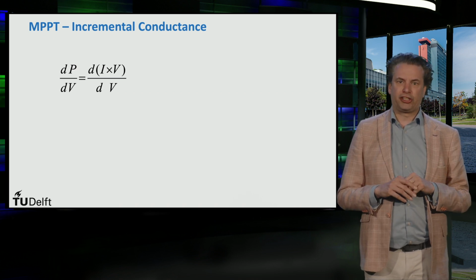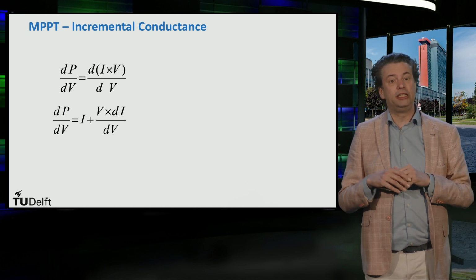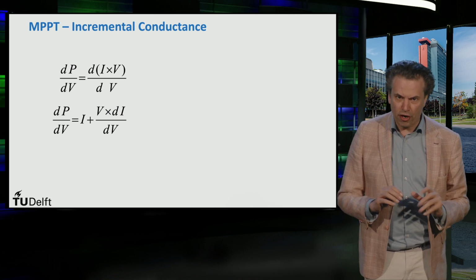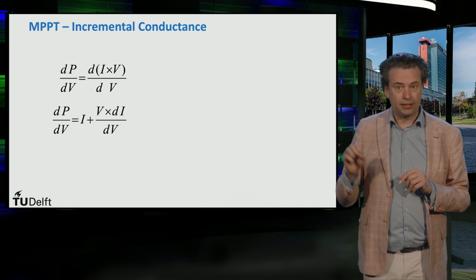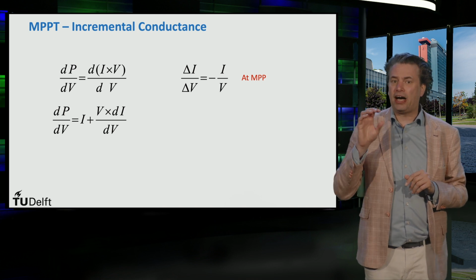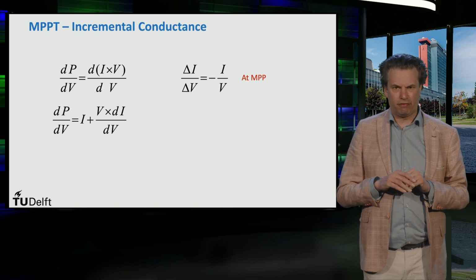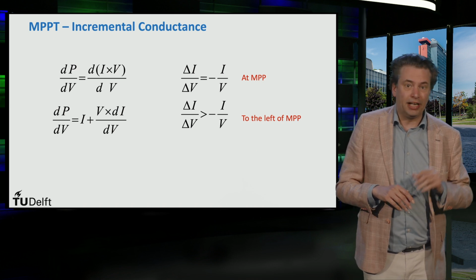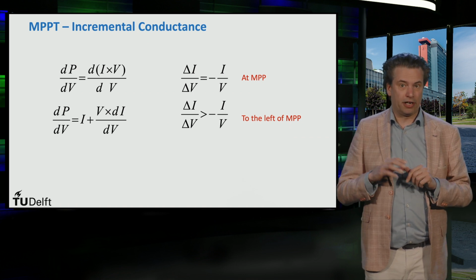Using basic differentiation, we get dP/dV is equal to the current plus voltage times dI/dV. If the sampling steps are small enough, then dI/dV could be approximated to ΔI/ΔV. Thus, at the maximum power point, ΔI/ΔV is equal to minus I divided by V. To the left of the maximum power point of the PV curve, ΔI divided by ΔV is larger than minus I divided by V.